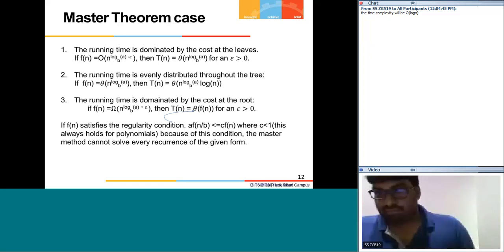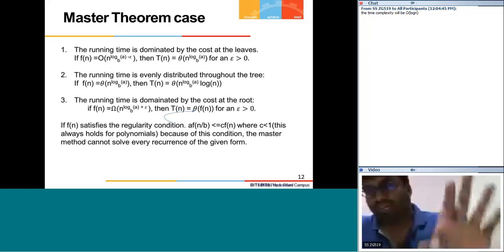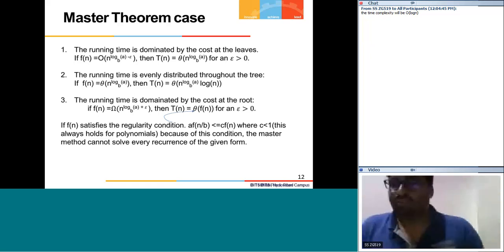We have five minutes, so we'll just move on. Don't worry. I have to just talk about these conditions and we'll move to the problem. Now these are the three cases.